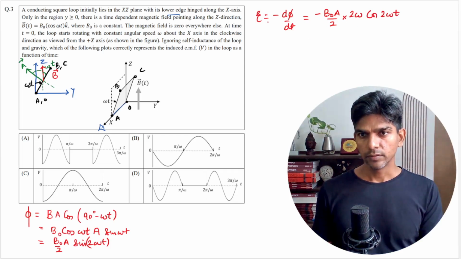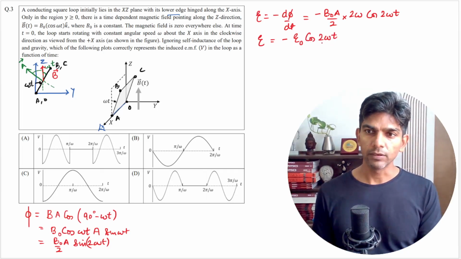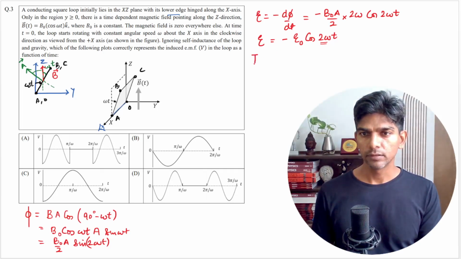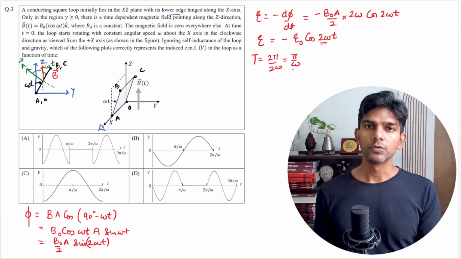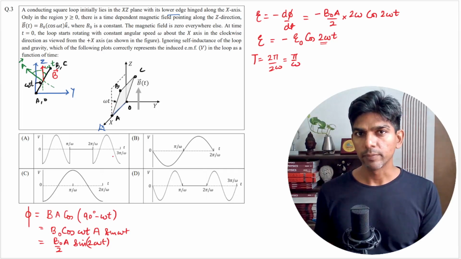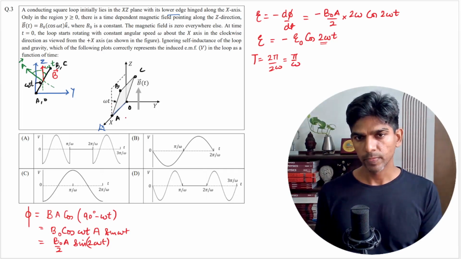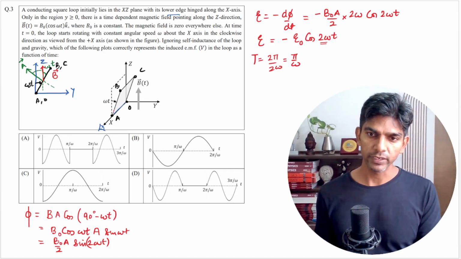So can you see this induced EMF is, let me write it as minus E naught cos 2 omega t. It's a negative cosine function, right, with the angular frequency of 2 omega. Or you can say the time period will be 2 pi by 2 omega, so that will be pi by omega. So for half of the time period, it will rotate by an angle of pi, an angle of 180 degrees. And after that, there won't be any magnetic field, so there won't be any flux, so there won't be any induced EMF, right? So let us see.